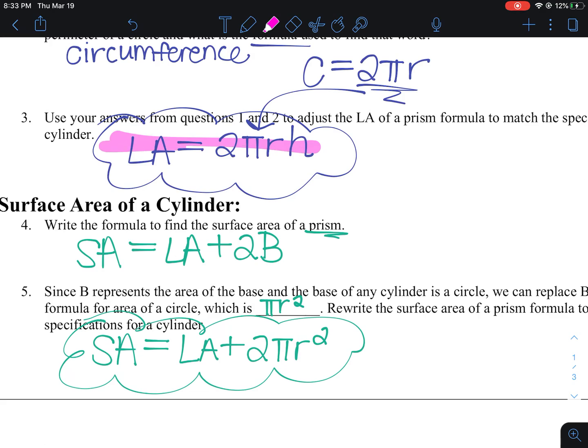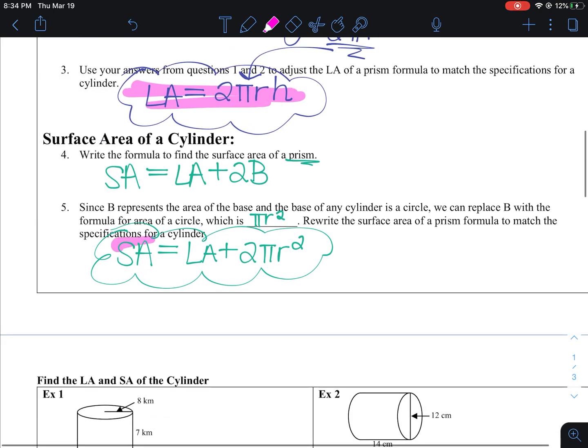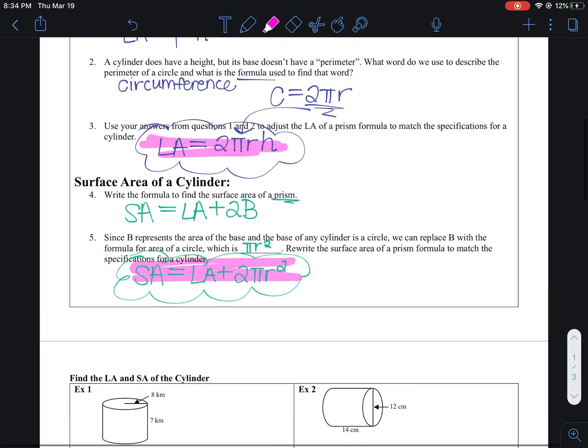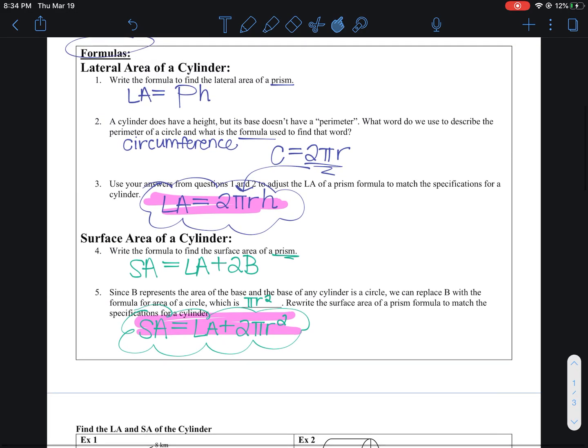Maybe this will be lighter. Here is lateral area of a cylinder and surface area of a cylinder. Still not the greatest, but you get what I'm saying. I'm trying to emphasize that part. Okay?